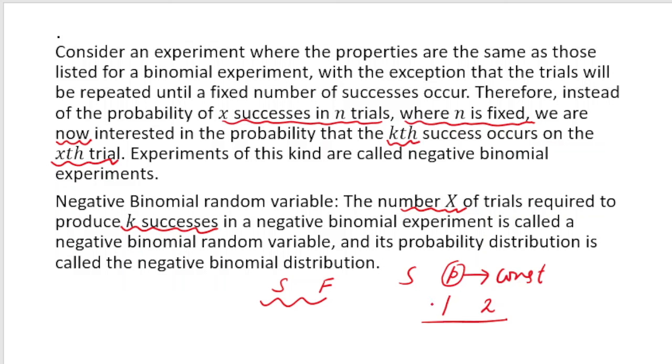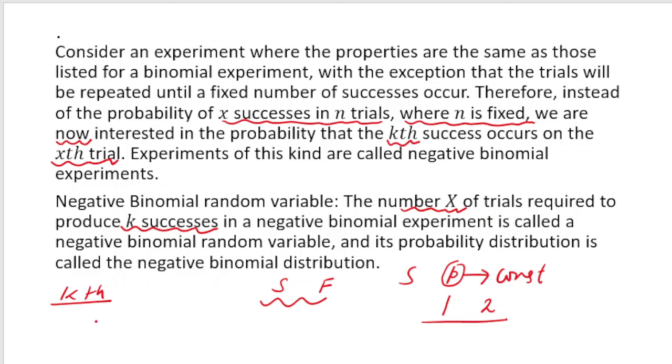So these properties are the same, but in binomial distribution the first property was that we repeat the trial n number of times, whereas here we are not fixing n, we are repeating the trials till the time we get the kth success in the xth trial. So this x may take any number of values. Listen, I am explaining this very carefully. Suppose I want to get the kth success. So how many trials may the kth success require?